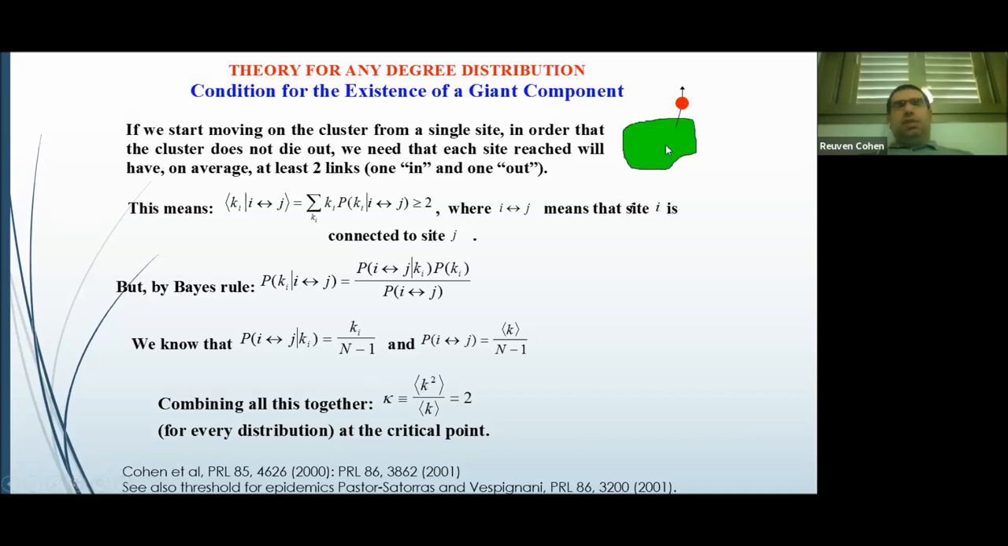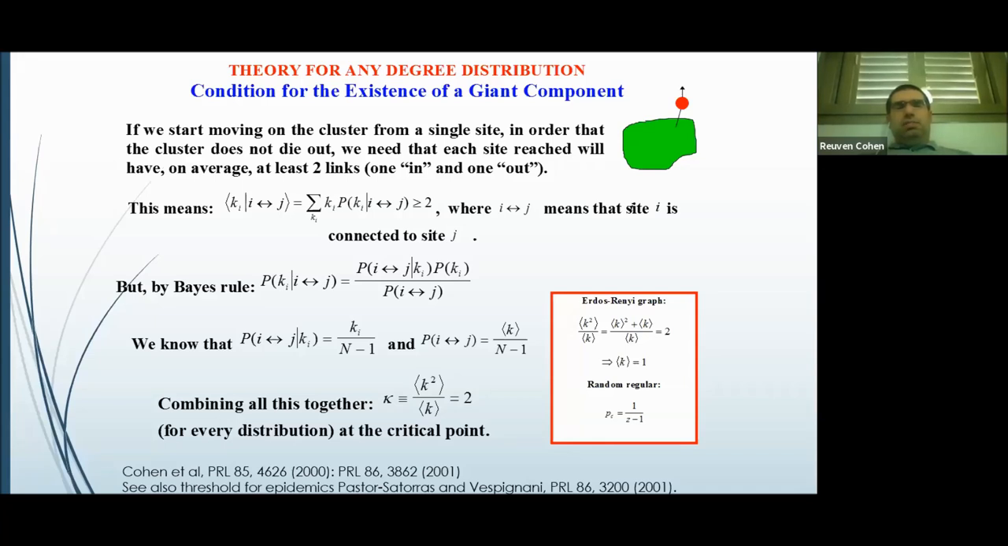And if we look at the average number of neighbors of a node reached this way, the average number is not the average degree, but rather the ratio between the first two moments of the distribution, between the average of the squared degrees and the average of the degrees, <k²>/<k>. If this number is greater or equal to 2, this means that we can go on with this process forever, or at least for a very long time. The number 2 is due to the fact that we have reached it through an edge, and then we want to use another edge to get out. If this number is smaller than 2, then we cannot continue for a long time, and we decay exponentially. And with probability 1, we will stop after a small number of nodes.